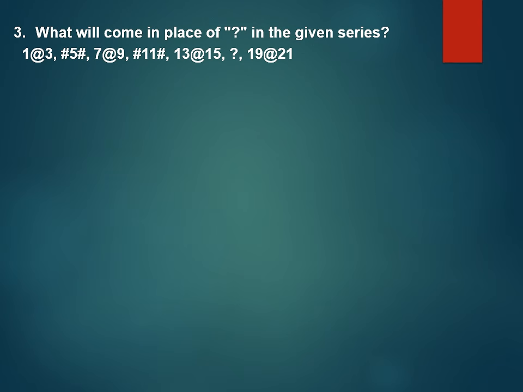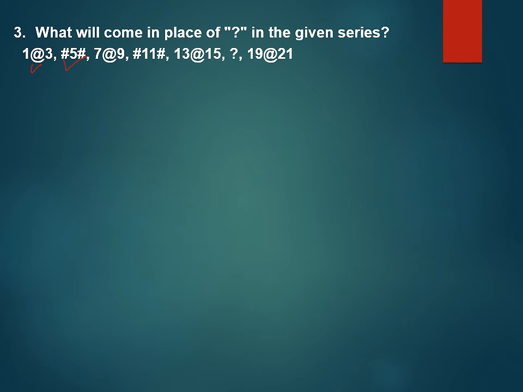The next question is, what will come in place of the question mark in the given series? The series given here is 1 at 3, hash 5 hash 7 8 9 hash 11 hash. So seeing the series, you must have understood which numbers are to come, but where the at has to be placed and where the hash has to be placed is important to understand.